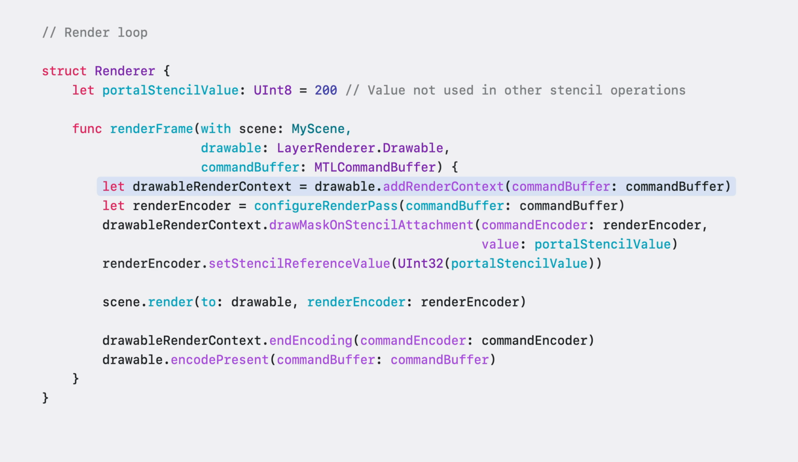In my renderer, I add a render context to the drawable. I pass the same command buffer I will use for my render command. Then I draw my portal mask on the stencil attachment. I selected a stencil value that I don't use in any other stencil operations. I set the stencil reference value on the render encoder. This way, my renderer won't draw the area outside the current immersion level. After rendering the scene, note how I end the encoding on my drawable render context.